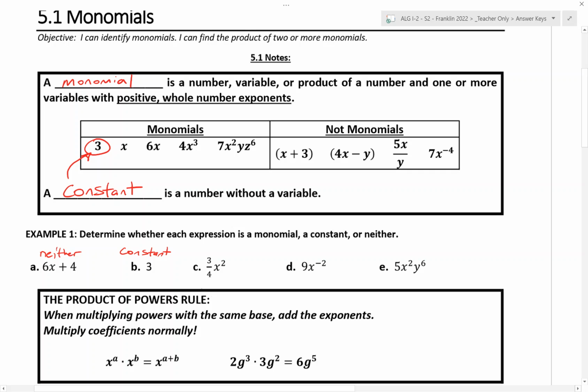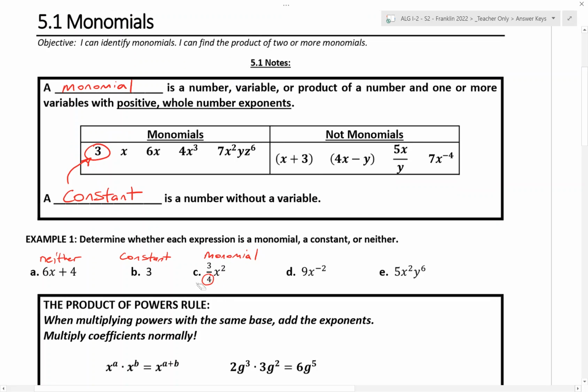Okay, 3/4 x squared. This is a monomial. Because even though we have a denominator, it's a whole number down there, so that's okay. Just a number, that's fine. 9x to the -2. Well, this looks like it might be a monomial, but because of this negative exponent, it's neither. It's not a monomial, definitely not a constant because it has an x on it.